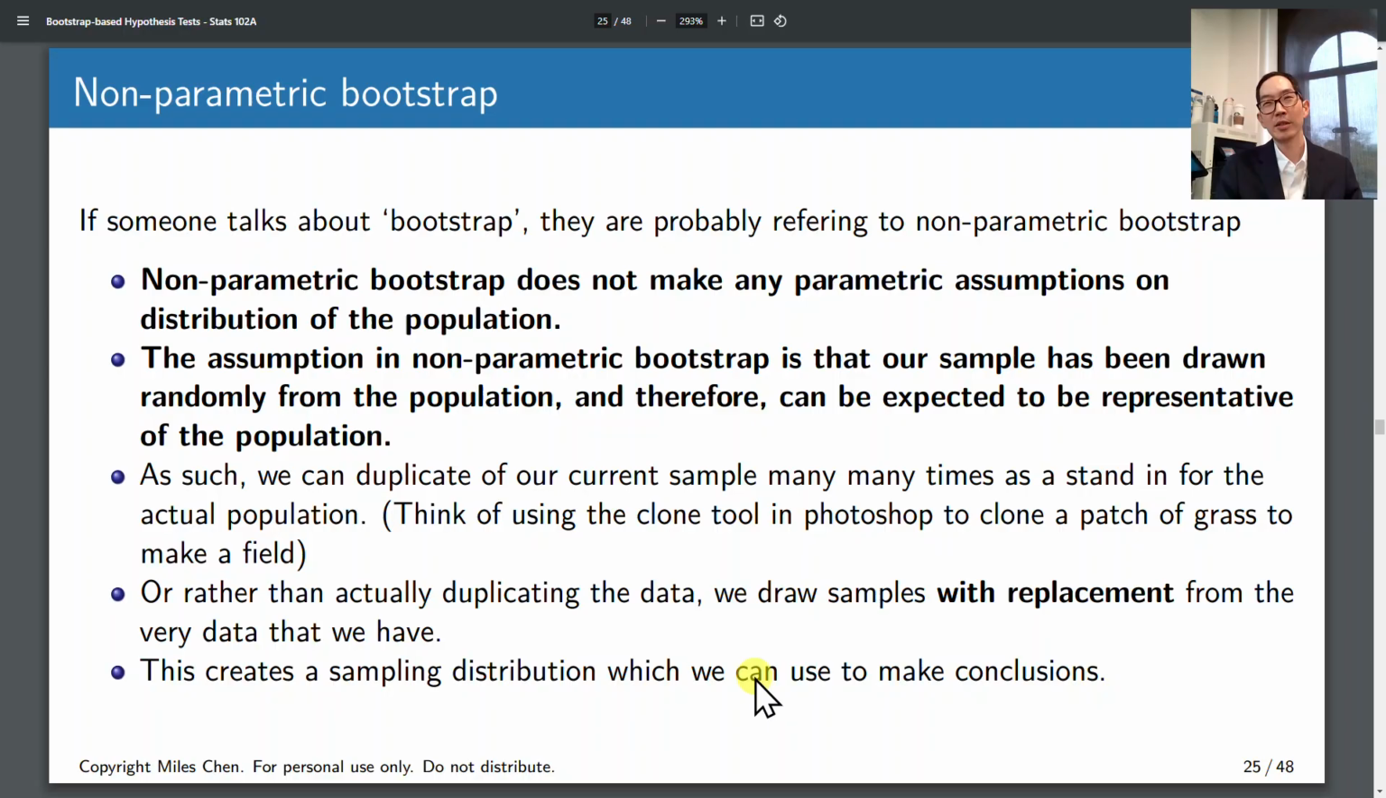Now, you don't actually have to duplicate your sample a bunch of times. Mathematically, you can just resample with replacement. You just draw from your sample with replacement, and that is mathematically equivalent to making infinite copies of your sample. And so that's what we do. For a non-parametric bootstrap, we just take our sample and resample it with replacement, and that's going to stand in for our population.